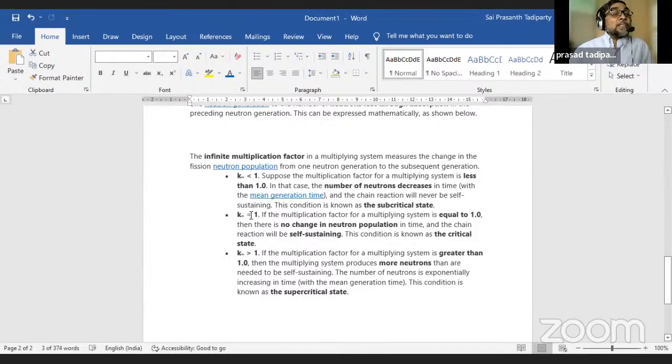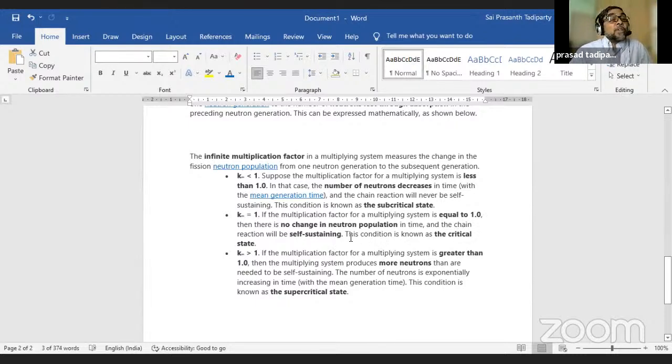So if k infinity is equal to 1, if the thermal multiplication factor k is equal to 1, that means no change in the population. The population of neutrons will not increase from one stage to the next stage. So it will become a sustained chain reaction. That is the steady state condition, self-sustaining. This is the state where the nuclear reactor attains the critical state, that means it has attained criticality.